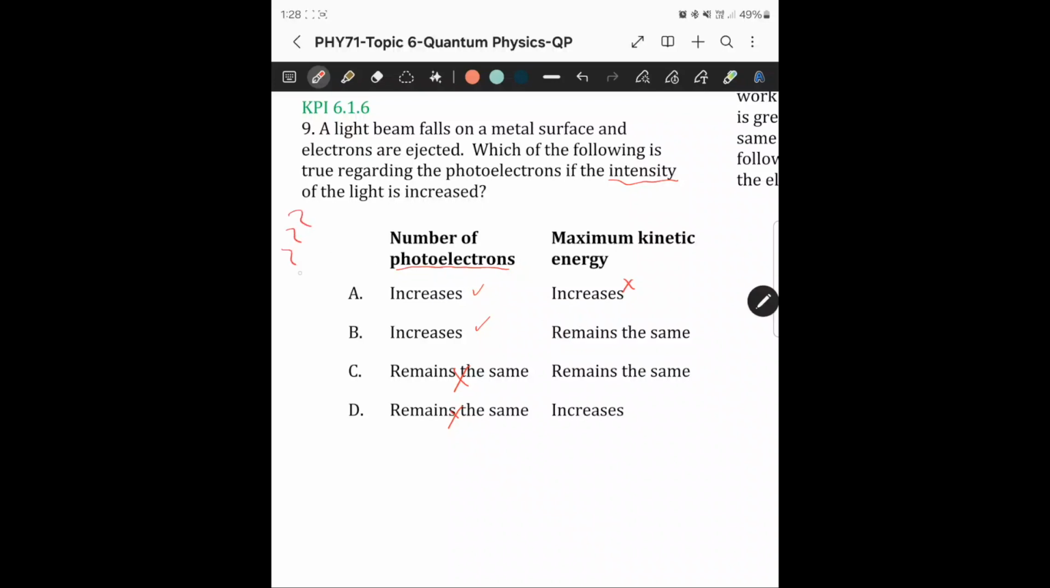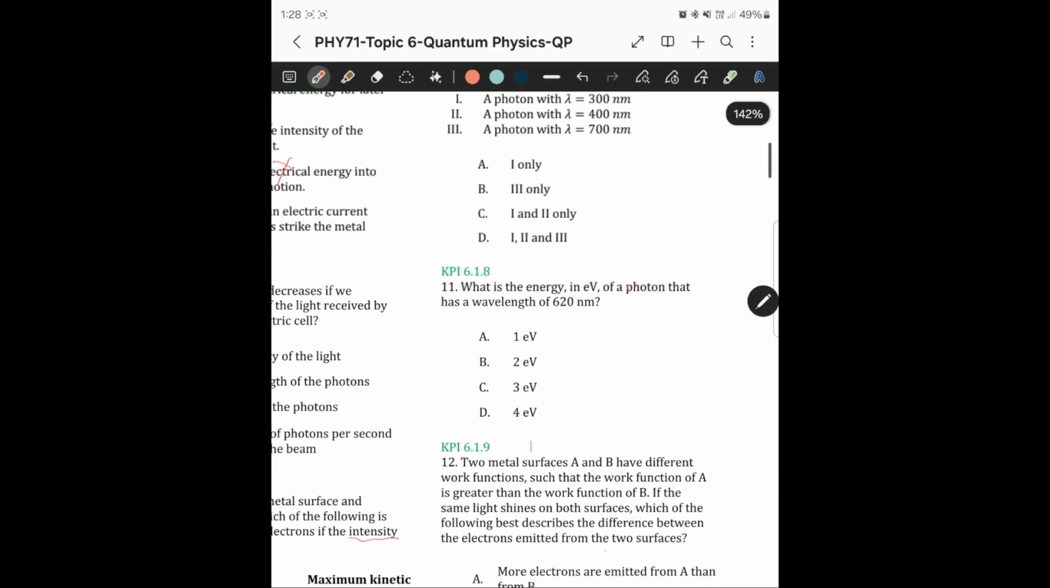So if I have 3 bits of light coming in, I will eject 3 electrons. If I increase the brightness, I will have more light coming in. I will eject more electrons. Each one of these will have the same energy. It's just each one carries the same energy, and they come out with the same energy. Just more of them. So this is the best answer over here for question number 9.